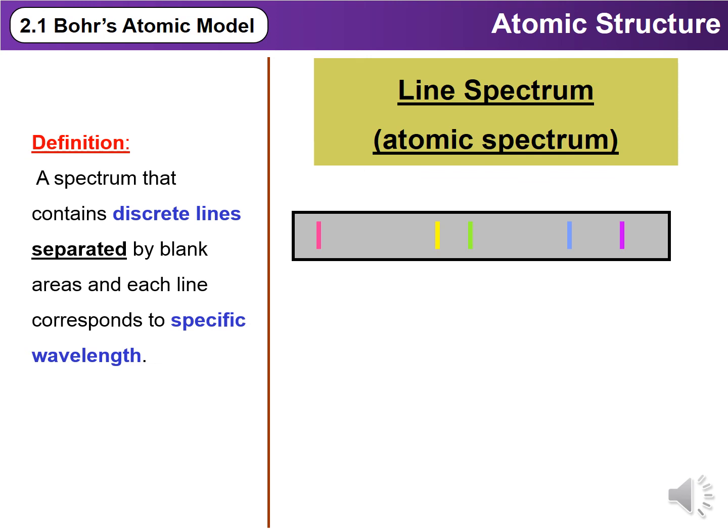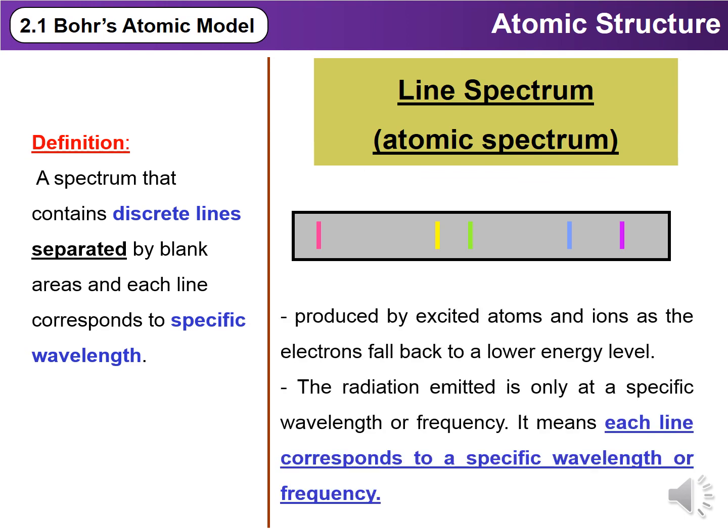A spectrum contains discrete lines separated by blank areas, and each line corresponds to a specific wavelength. This is a spectrum. From the spectrum, you can see these are called lines. Each line here has a specific frequency, a specific wavelength. So if they are here, they must have a certain frequency, a certain wavelength. Then only they can fall here.